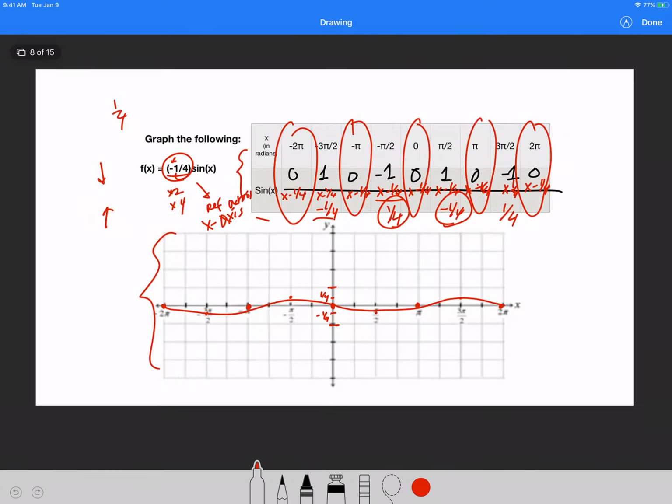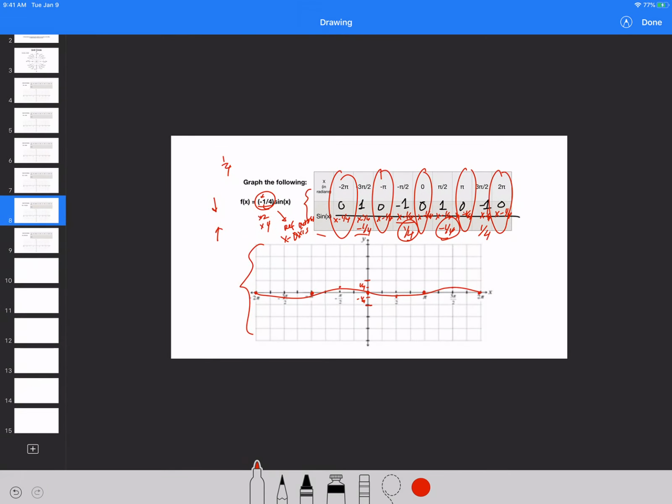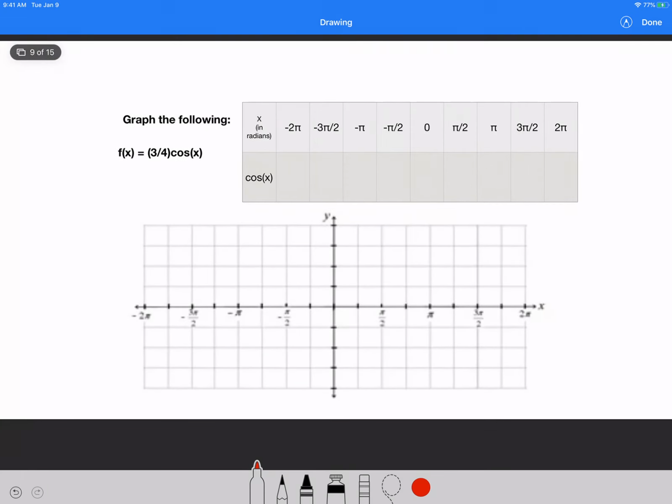For the last question, the last slide here, take a look at the question, and then please try to draw this on your own. Pause the video and then let me know when you have it.